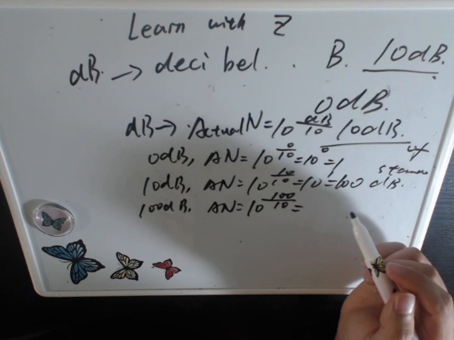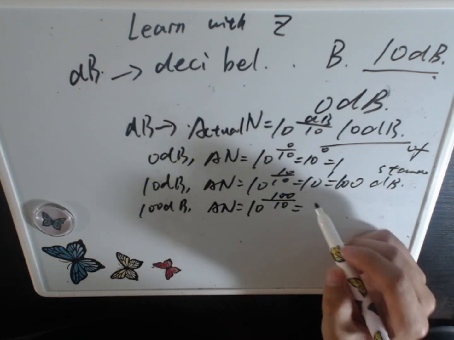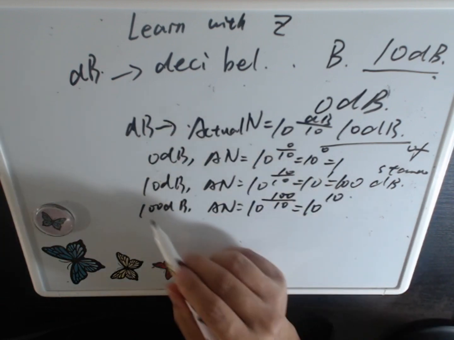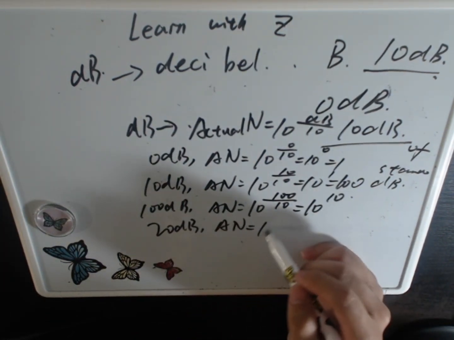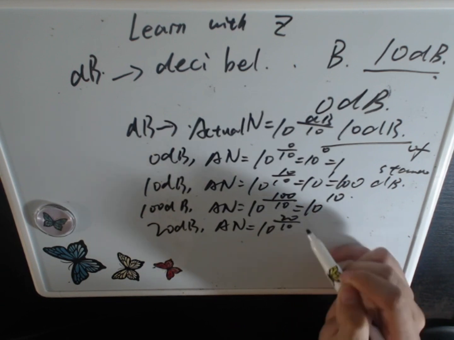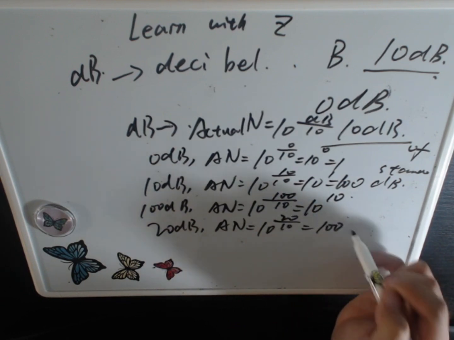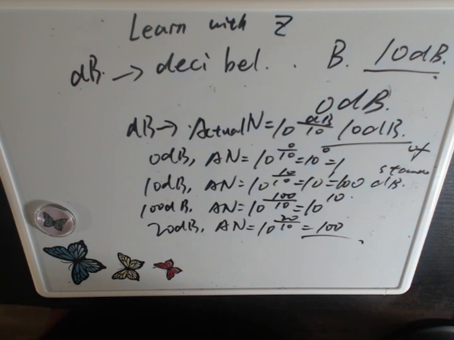Wait, hold on. I was talking about 20 dB. So when we mention 20 dB, that's actually 100 times the 0 dB.